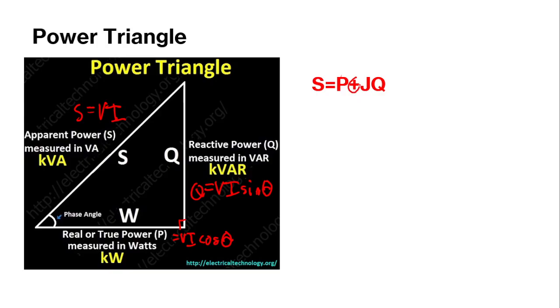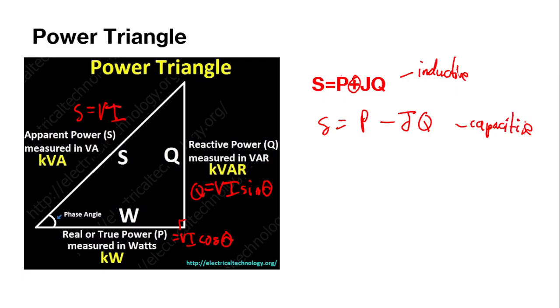This will change depending on the type of load they have. For the inductive case it is S = P + jQ, and then you have S = P minus jQ for the capacitive. So it depends on the type of load, because a capacitive circuit does add negative Q, and an inductive circuit does add positive Q. So let's keep that in mind.